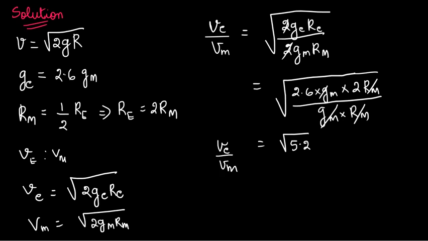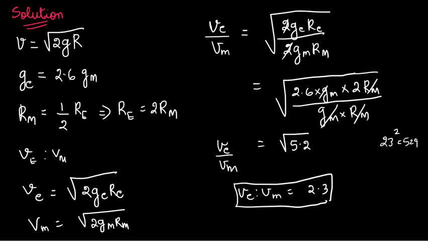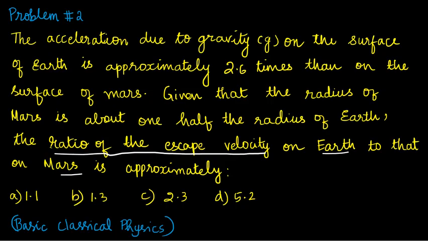Now we know that 23 square is 529. So I'm just going to approximate this to be 2.3. If you calculate, you will see you'll get 2.3 as your answer. So it's our option C.